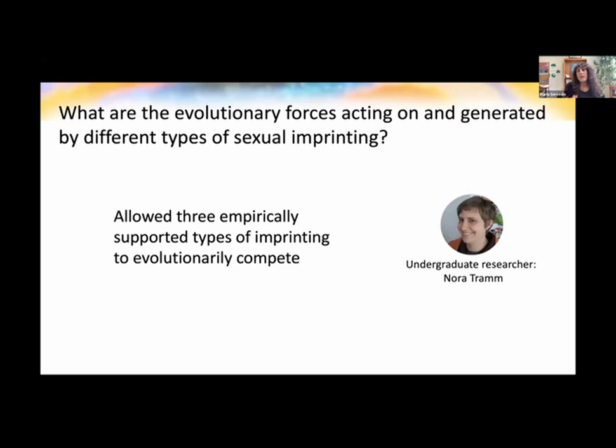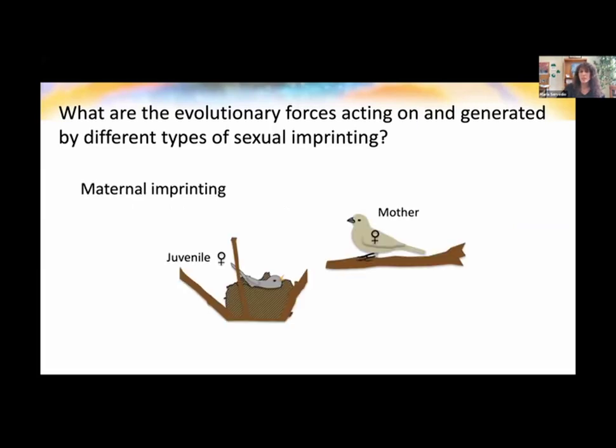So the way I started to explore this question of how these models acted was I allowed 3 empirically supported types of imprinting to evolutionarily compete in a model. And I did this with an undergraduate researcher, Nora Tram, who is awesome. She ended up doing a PhD in biophysics at the University of Chicago, and she's in industry now.